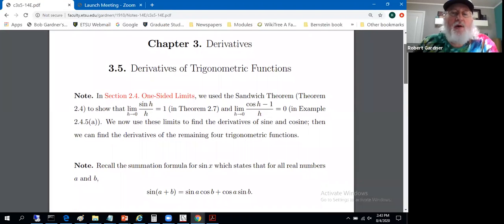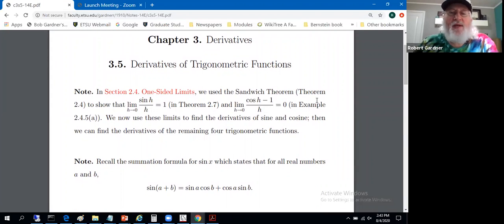Okay, so we had established a couple of limits. In section 2.4, it's shown that the limit as h approaches 0 of sine h over h equals 1. Prove that with the sandwich theorem. And the limit as h approaches 0 of cosine h minus 1 over h equals 0. And we actually showed that using this other result. So these were established with the sandwich theorem. It's really the reason the sandwich theorem was introduced at that stage.